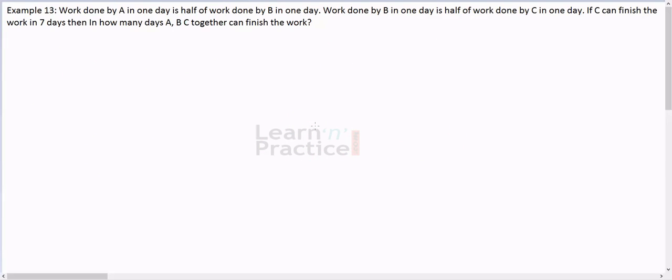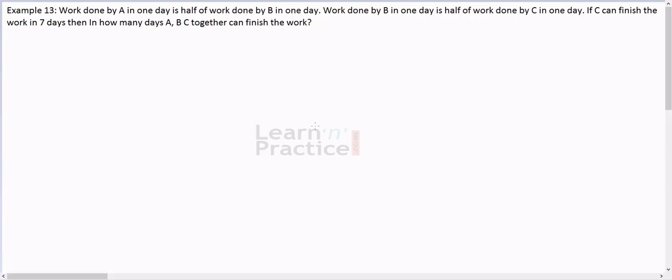Work done by A in 1 day is half of the work done by B in 1 day. Work done by B in 1 day is half of the work done by C in 1 day. If C can finish the work in 7 days, then in how many days can A, B and C together finish the work? Okay, so this is related to efficiency.